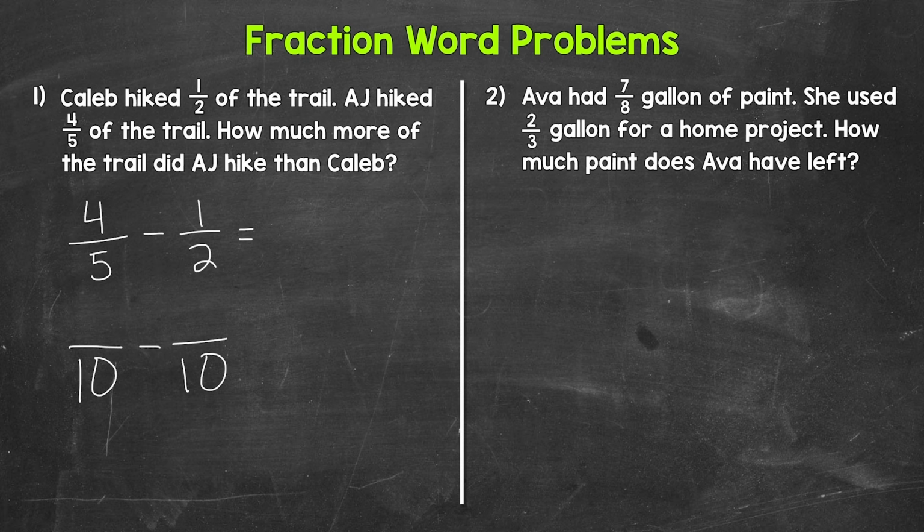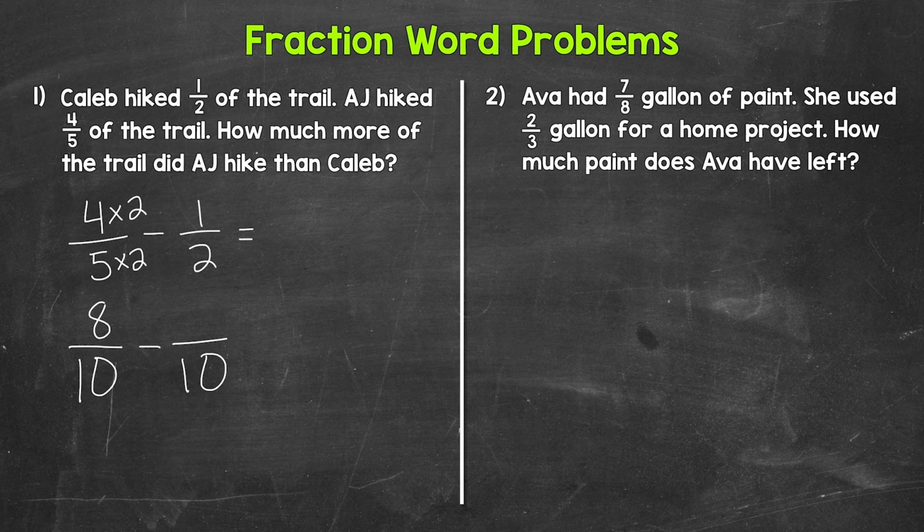Let's start by renaming 4/5. We know that 5 times 2 gives us that denominator of 10. Whatever we do to the denominator, we must do to the numerator in order to keep this equivalent. So 4 times 2. That gives us 8. Our renamed fraction with the denominator of 10 is 8/10. And again, this is an equivalent fraction, so we're not changing the value of anything here. Now for 1/2.